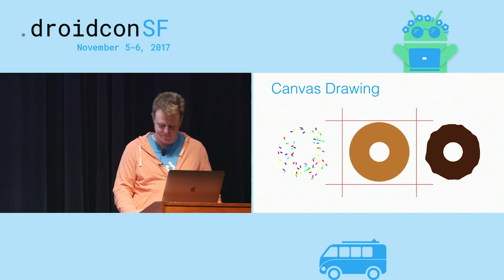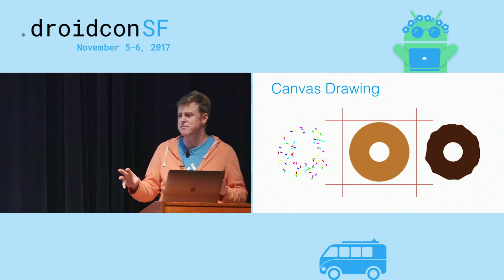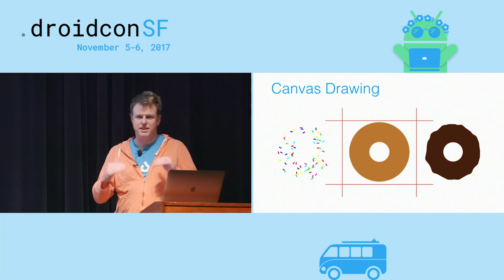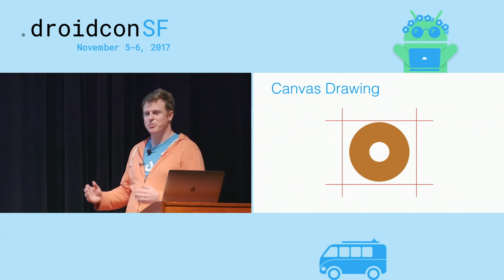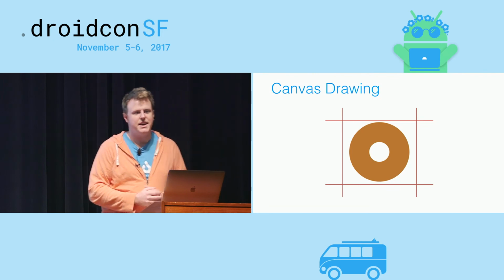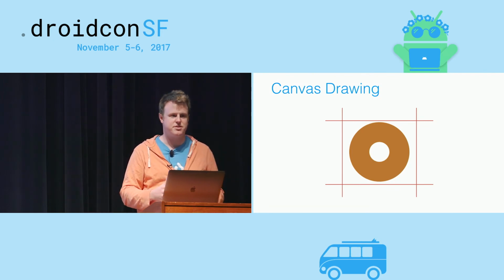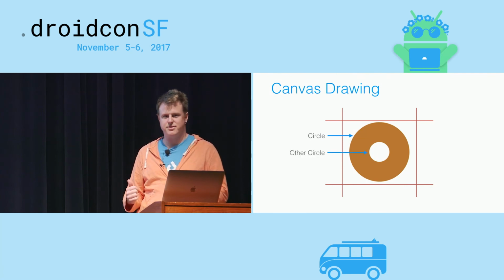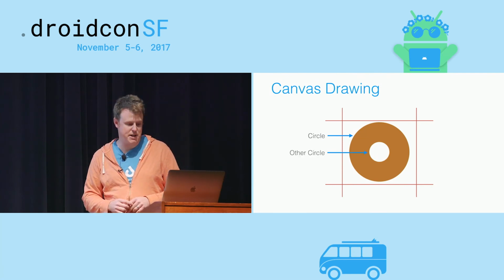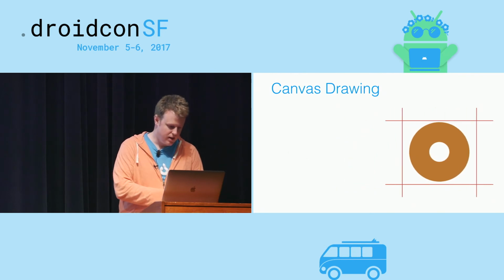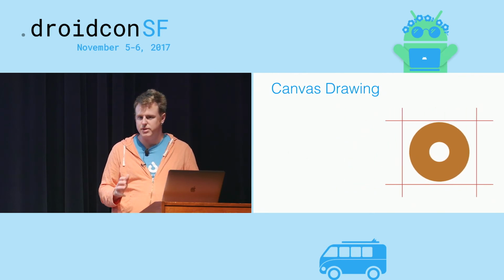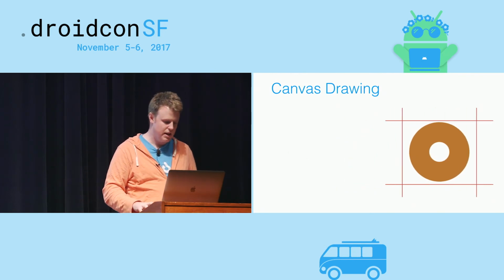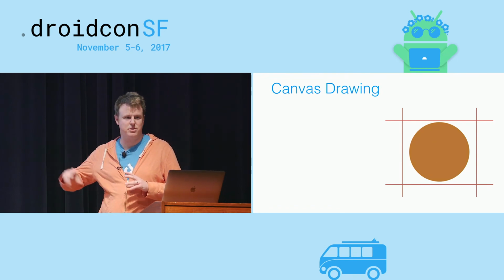So to start out, as I mentioned before, drawing with the canvas is a layered approach, so we need to start with the base. All right? And as we break apart this image, you'll notice it's just simple shapes. It's a circle and another circle. That's how we make our donut. So let's take a look at drawing this with the canvas. And for now, we're just going to ignore that inner circle.